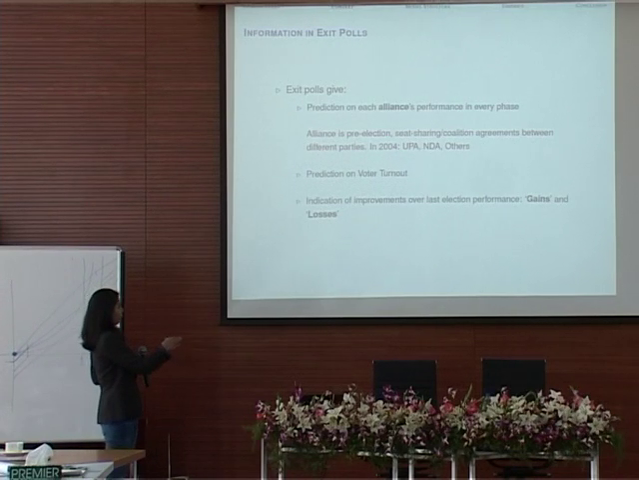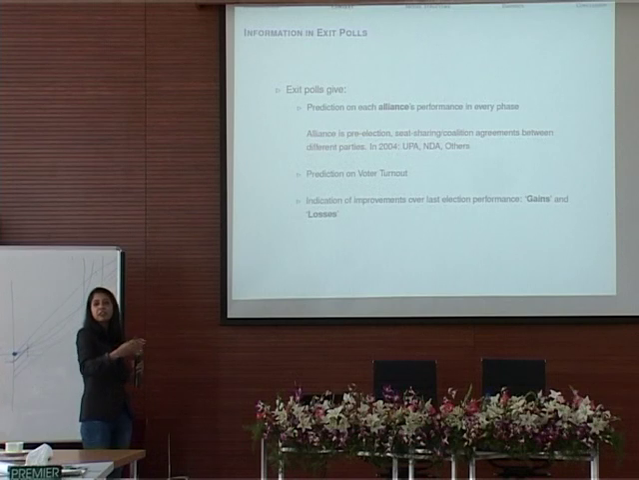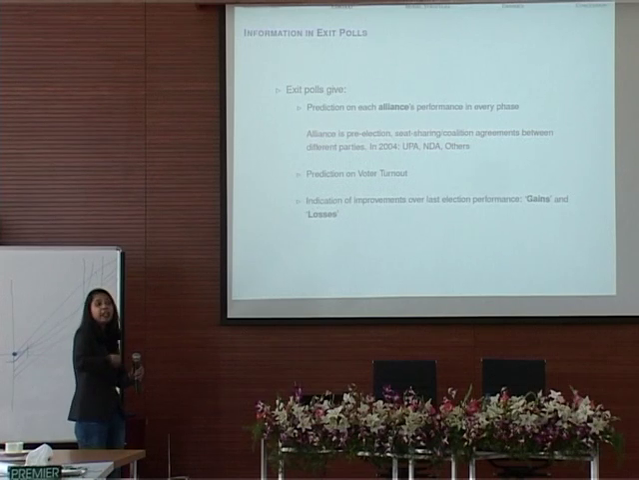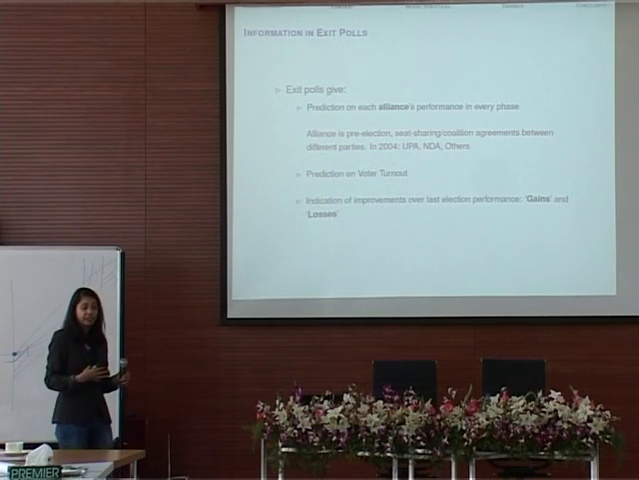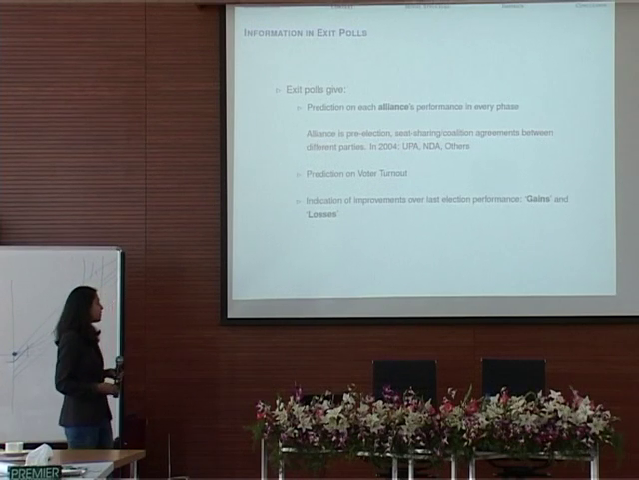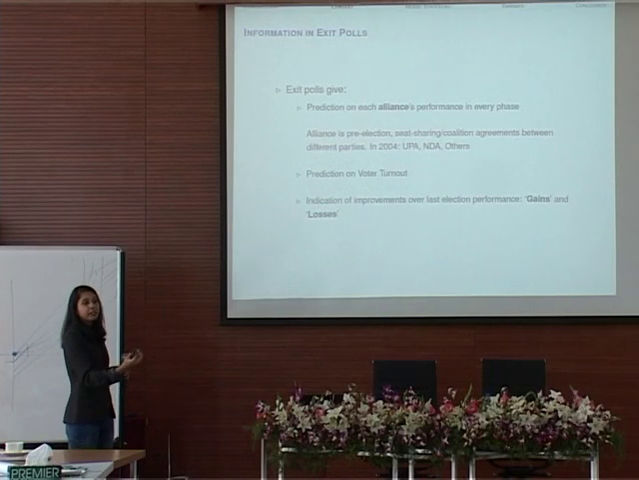They also gave predictions on voter turnout, and I think more importantly for the empirical analysis, they gave an indication of improvements from the last election. So they would highlight the fact that this particular alliance has made early poll gains, which is that they've gained more seats than they had in the previous election. So it's above average, below average. And that's going to be the notion of a surprise in a way.